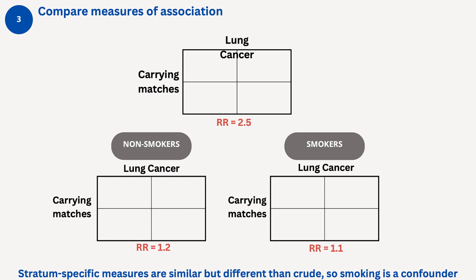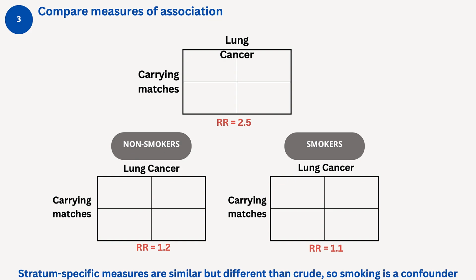So we start by first comparing the stratum-specific associations to each other, and we see that they are similar, meaning they are within 10% of each other. If the stratum-specific associations are similar to each other, but different from the crude association, that is more than 10% different, we can say the variable is a confounder. So in this case, smoking is a confounder of the relationship between carrying matches and lung cancer. It actually explains why we see this relationship between carrying matches and lung cancer.